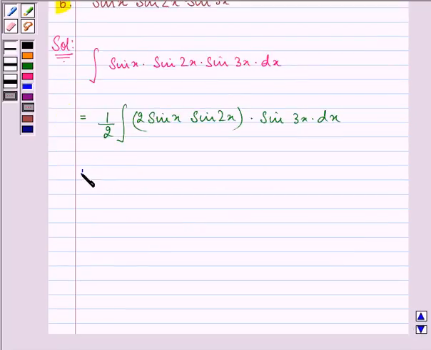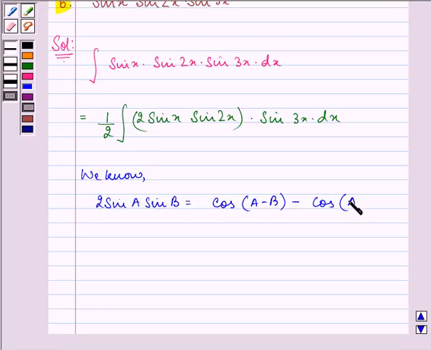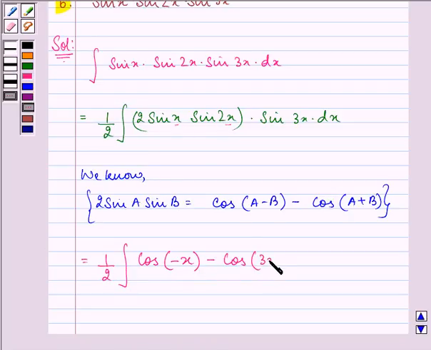Now, we know 2 sin a sin b is equal to cos a minus b minus cos a plus b, right? So on using this formula, we have 1 by 2 integral of, here we have a as x and b as 2x, so we have cos a minus b, that means x minus 2x giving us minus x, minus cos a plus b, that means 3x, into sin 3x into dx.